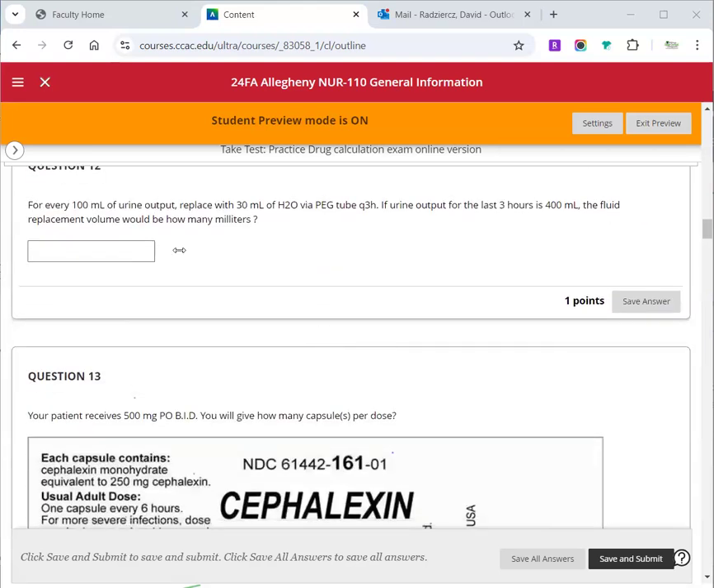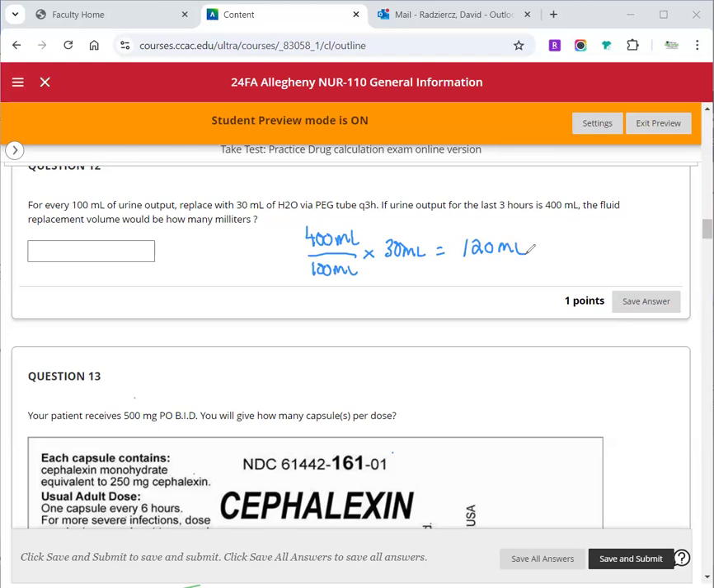All right, so I'm going to do the same strategy here. I'm going to take the actual output, which was 400 milliliters, over my expected output, which is 100 milliliters. And then my replacement volume is 30 milliliters. So that just is 120 milliliters.